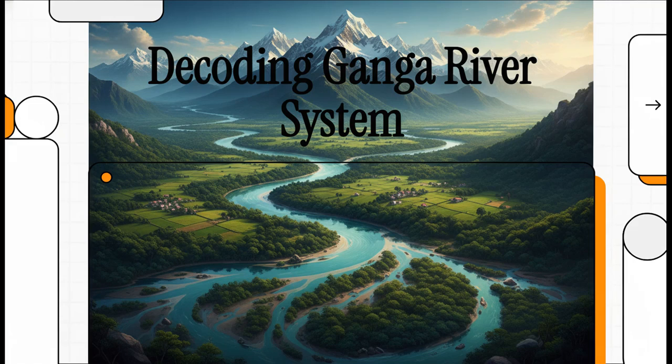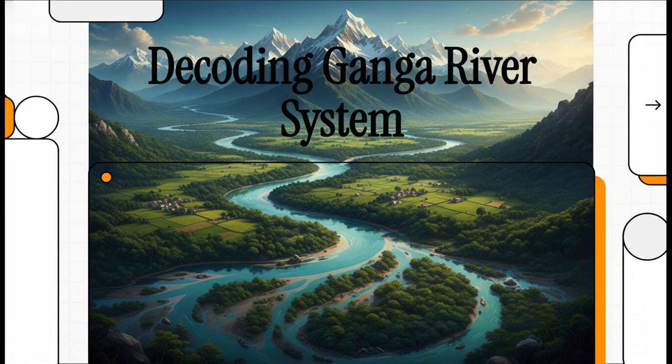All right, welcome. Let's just dive right in, shall we? Today, we're taking an epic geographical journey to decode the mighty Ganga River System. And look, here's the best part. We are absolutely not going to rely on rote memorization for this explainer. Memorizing a bunch of random facts usually just leads to forgetting them the second you're under pressure anyway, right?